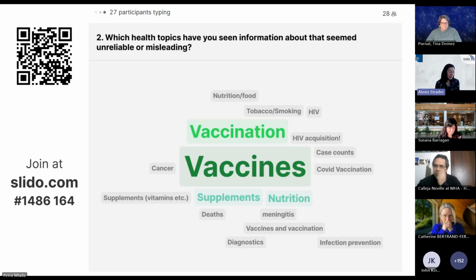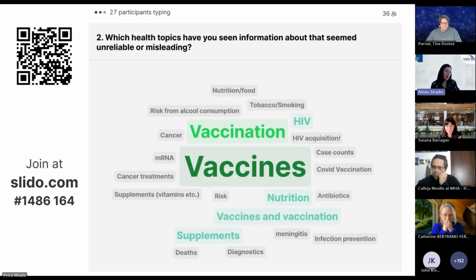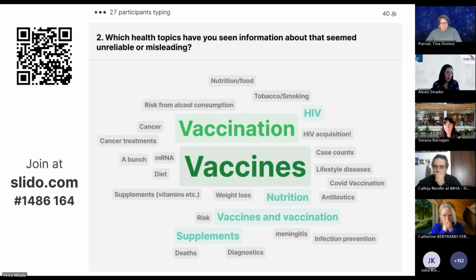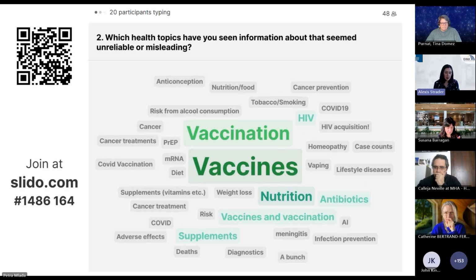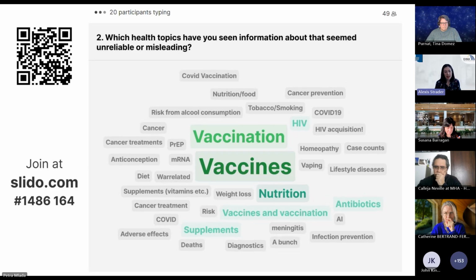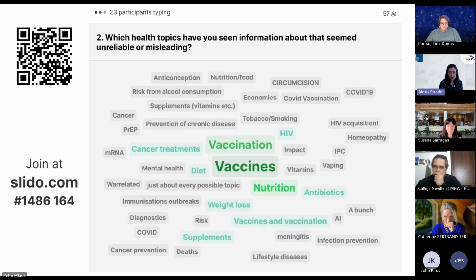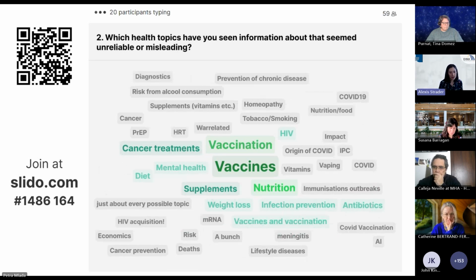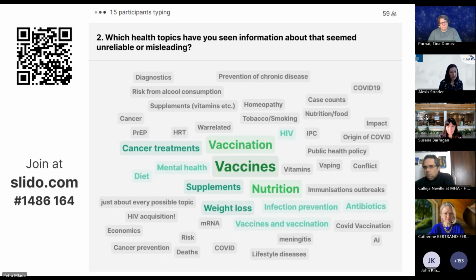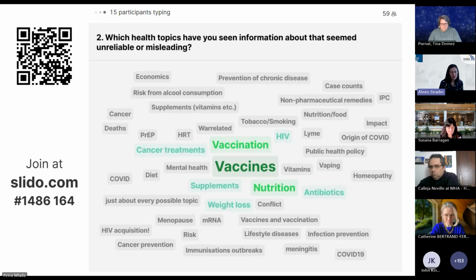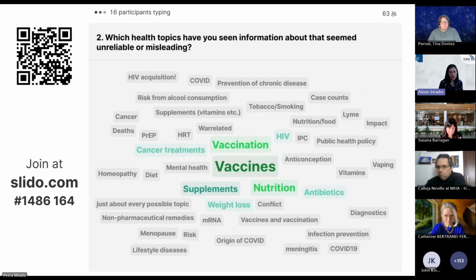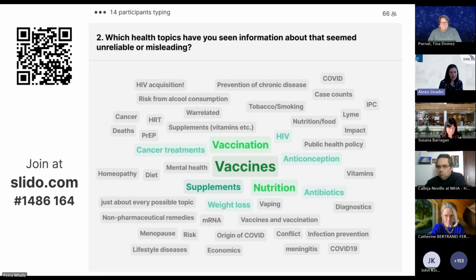But in addition to vaccines, are there other topics that you have seen where you've seen information that was unreliable? So take a moment to add in a word or a couple of words so we can populate our word cloud. And we'll bring the answers back up later and talk about them more, but we do appreciate you sharing your thoughts now.